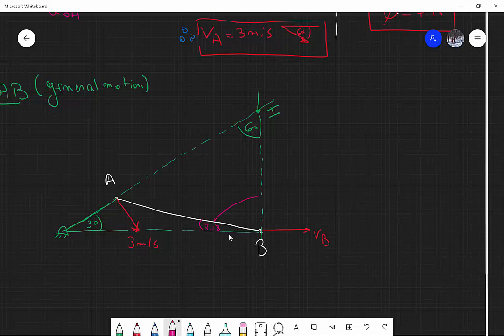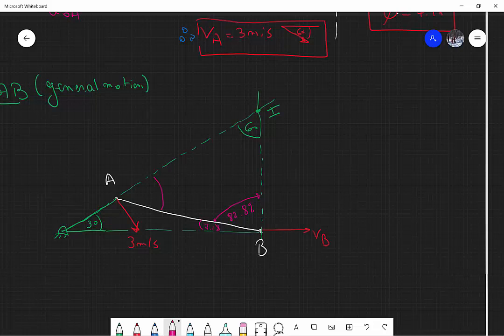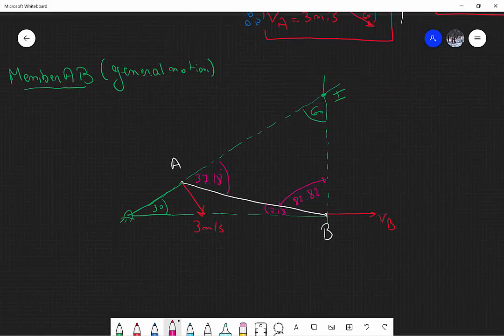Therefore the remaining angle of the 90 equals 82.82. And now we can find this other angle, let's call it anything. It's going to be equal to 180 minus 82.82 minus 60, so it's going to be 37.18 degree. We know the length of AB, and we know the three angles, so we're going to use the sine rule or the cosine rule. Definitely it's going to be the sine rule. Let's write it here.